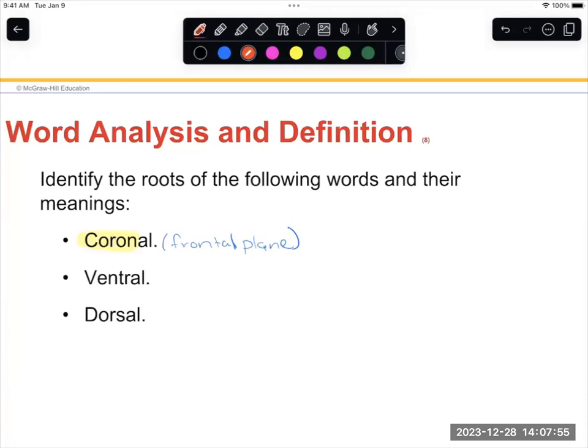Ventral. Might be helpful to use a highlighter. Ventral, that ventre is going to mean belly. So pertaining to the belly or situated nearer the surface of the belly. And then dorsal. Dorse is our root. That means pertaining to the back or situated behind. All, this means pertaining to.